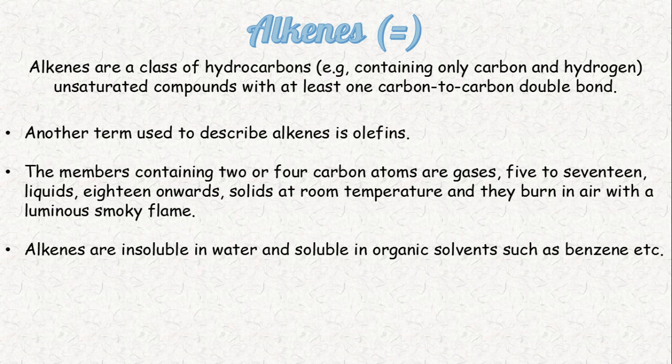Ethene, propene, butene, pentene, like this. If 2 to 4 carbon atoms are present, those are gases. If 5 to 17 carbon atoms are present, they are liquids, and from 18 they are solid at room temperature. Alkenes are insoluble in water and soluble in organic solvents such as benzene. These are the main terms, and you will learn them again in the physical properties of alkenes, so there it will be a revision.